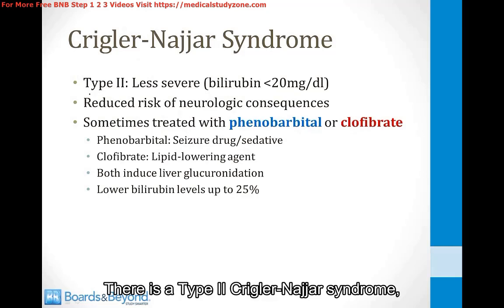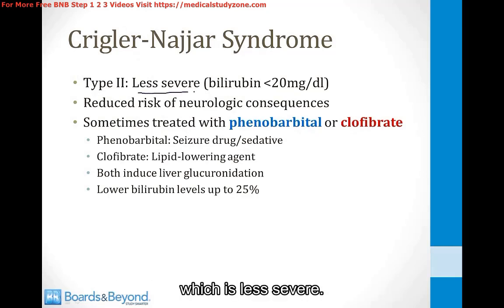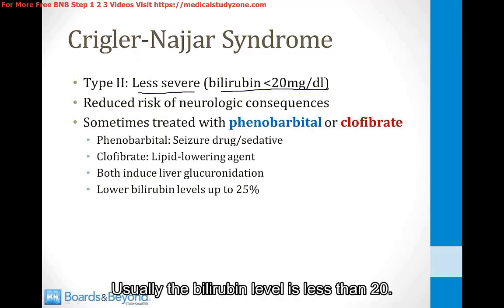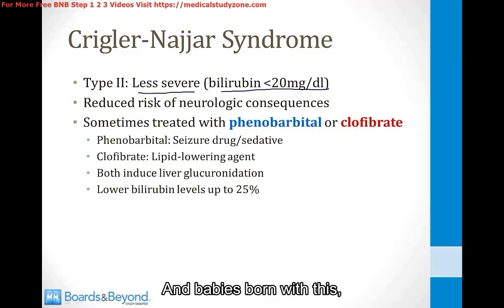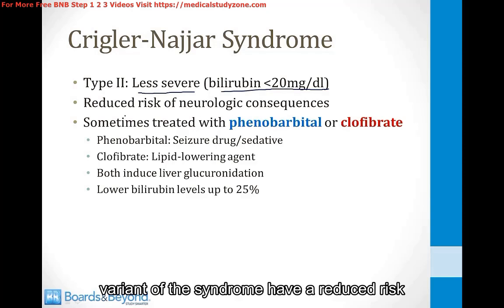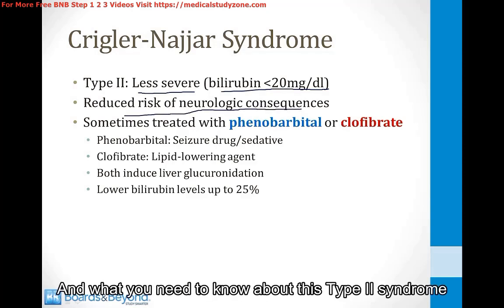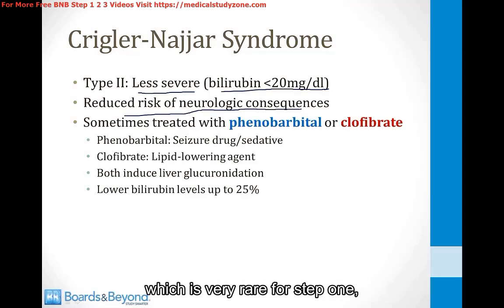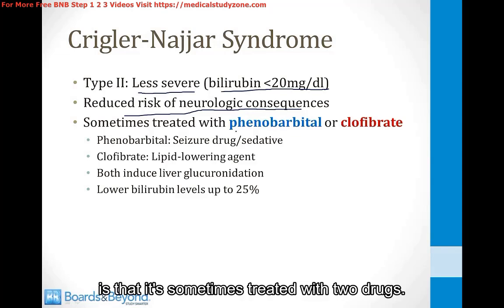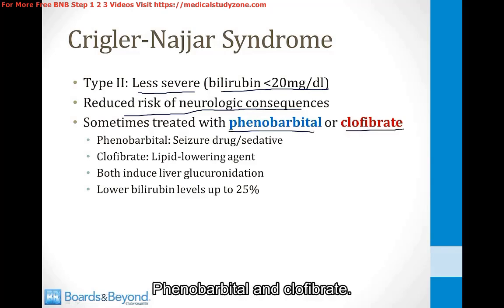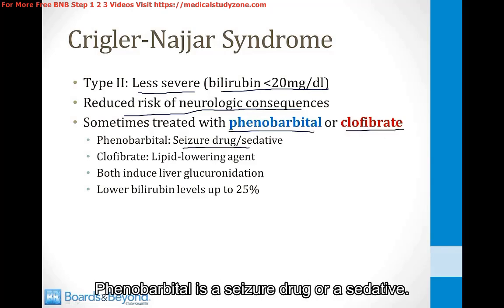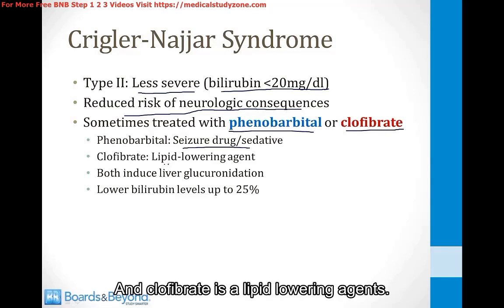There is a type 2 Crigler-Najjar syndrome which is less severe. Usually the bilirubin level is less than 20, and babies born with this variant of the syndrome have a reduced risk of neurologic consequences. And what you need to know about this type 2 syndrome, which is very rare, for Step 1, is that it's sometimes treated with two drugs, phenobarbital and clofibrate. Phenobarbital is a seizure drug or a sedative, and clofibrate is a lipid-lowering agent.